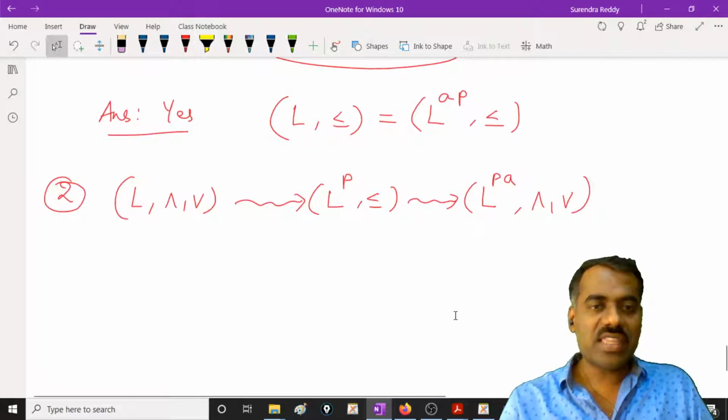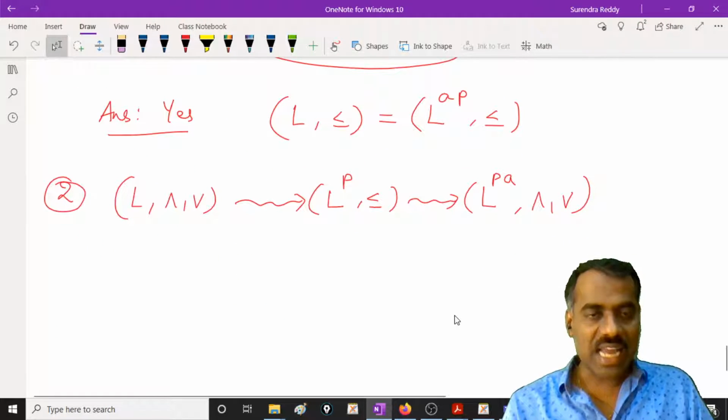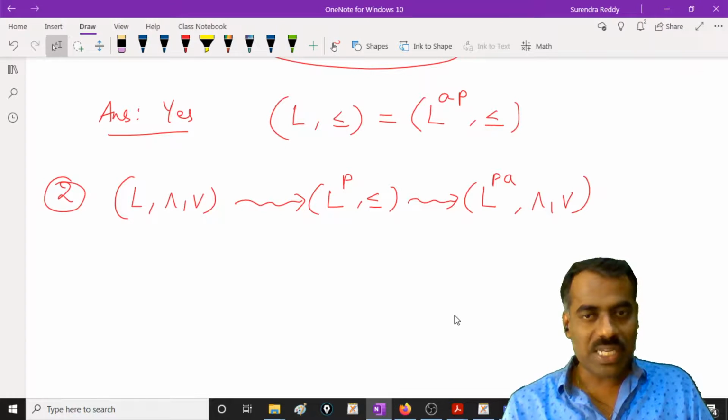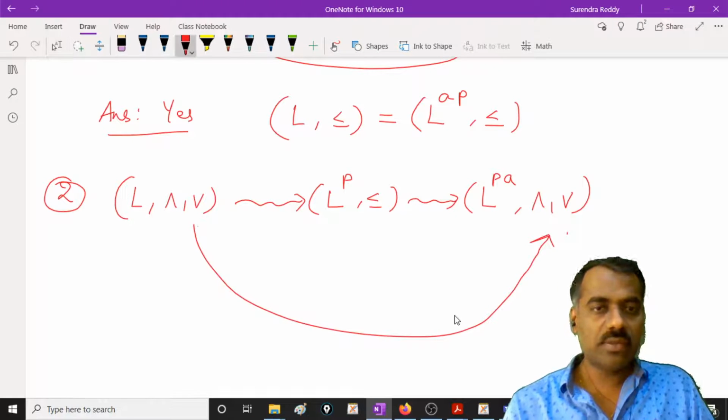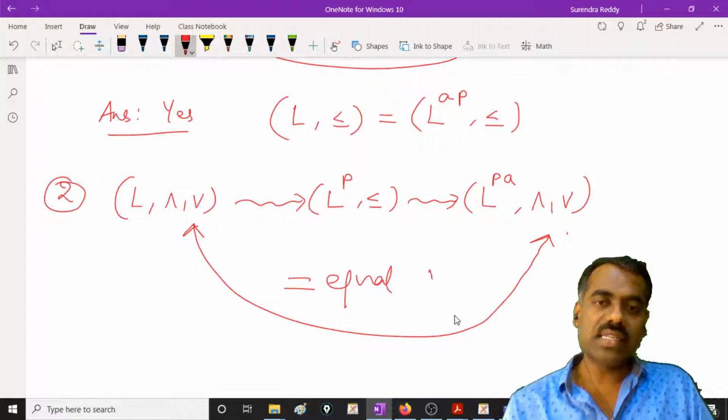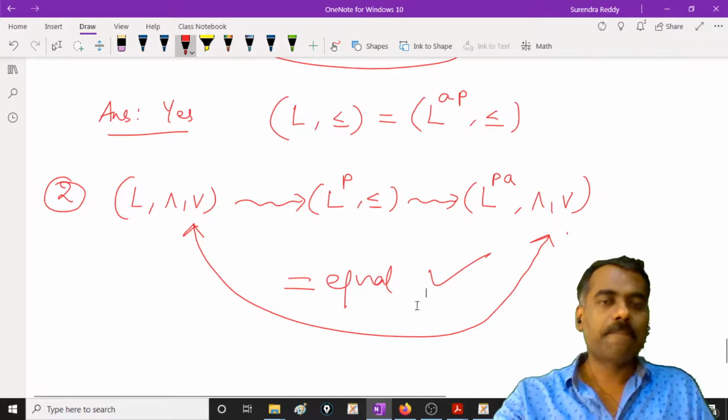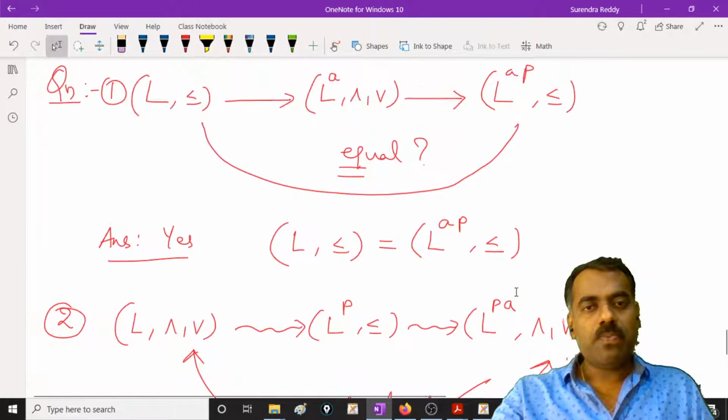We started with a lattice as an algebra. Then we got a poset. Then from that poset we got again an algebra. Are these two equal? Again the answer is yes, right? Now let me say, the proof is very simple.